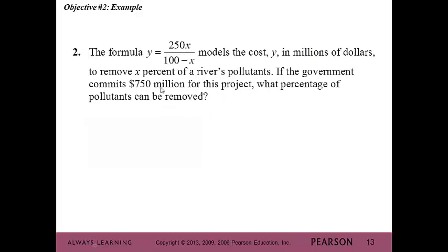Now, like any other word problem, you have to first identify some things. So they gave us an equation, and in that equation we have some variables. We have the variable y. So come over here and you realize that y is what? The cost. So y represents the cost, and x represents the percent of river pollutants. So we're going to call x the percentage.